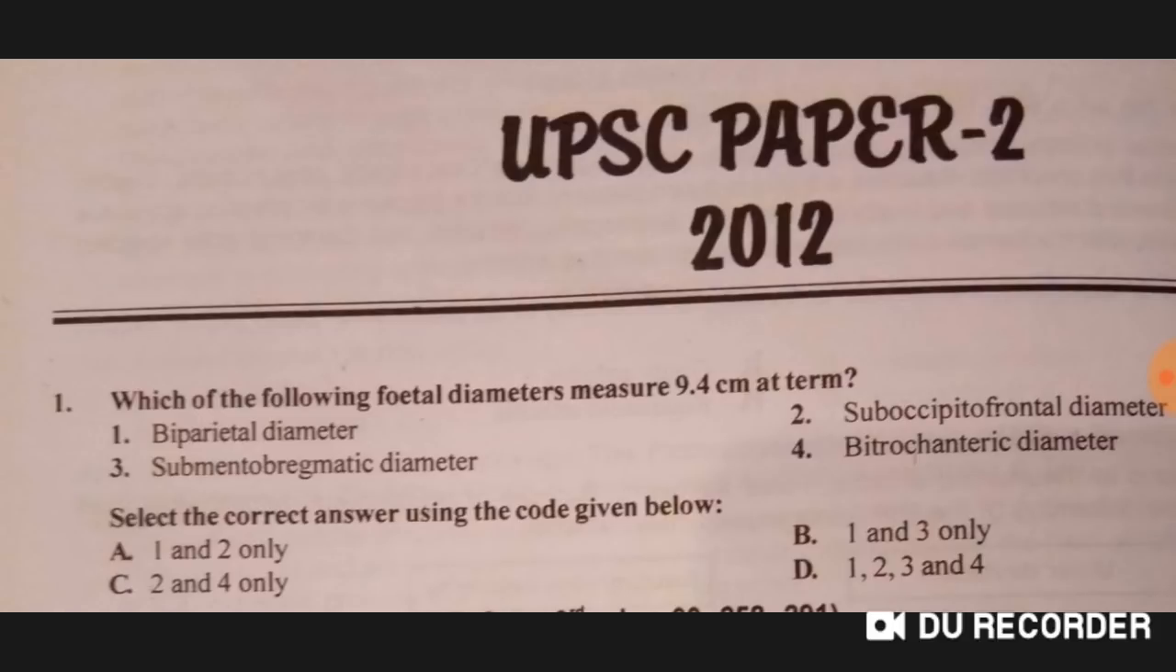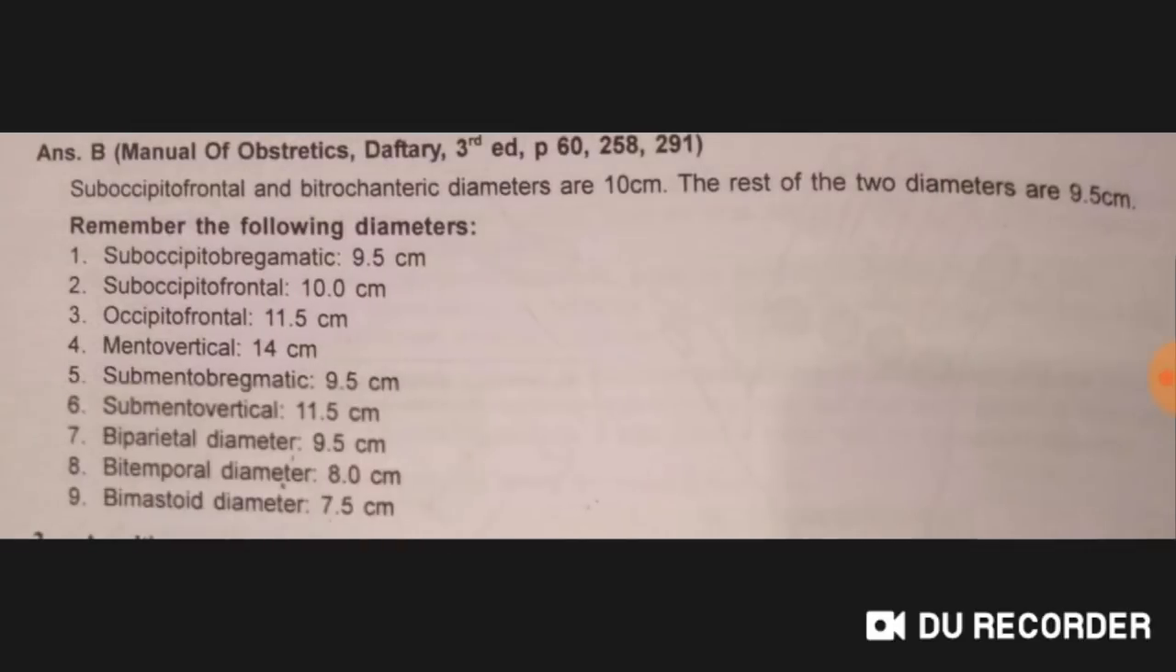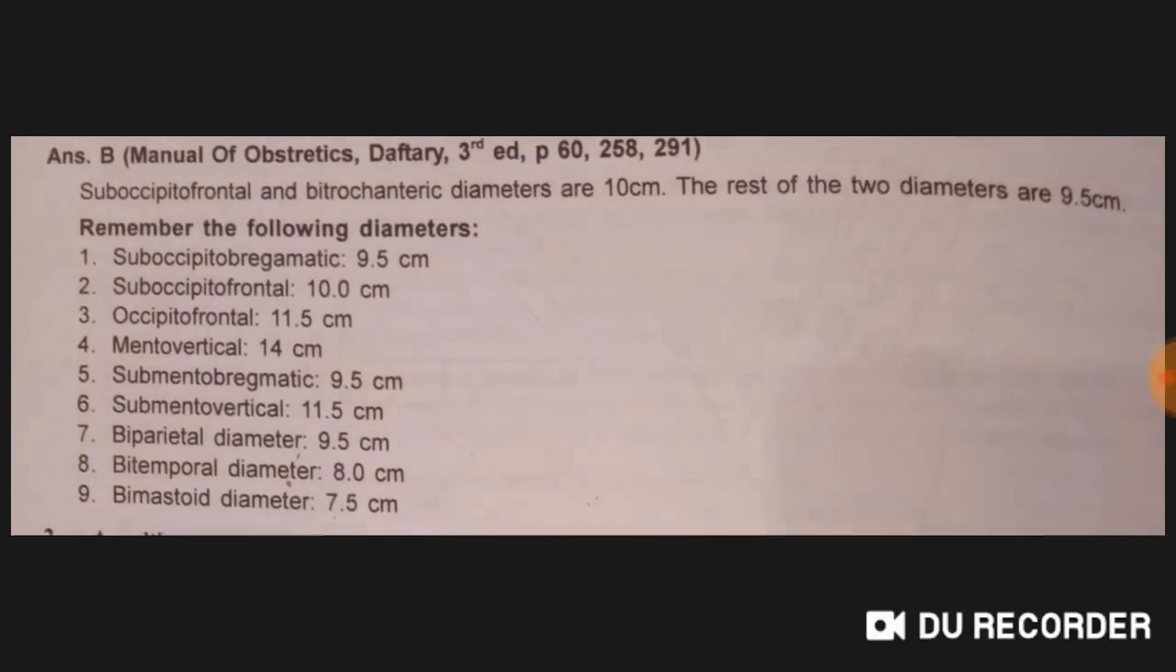Which of the following fetal diameters measures 9.4 centimeter at term? That is the biparietal diameter, nearly 9.5 centimeter. First one in the option is right, and the submentobregmatic diameter. So first and third is the answer. So B option is right here. Yes, B is right here. And the 9.5 diameters are the submentobregmatic, the biparietal diameter and the suboccipitobregmatic.